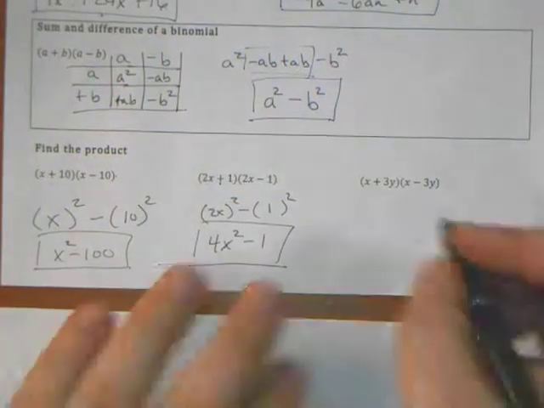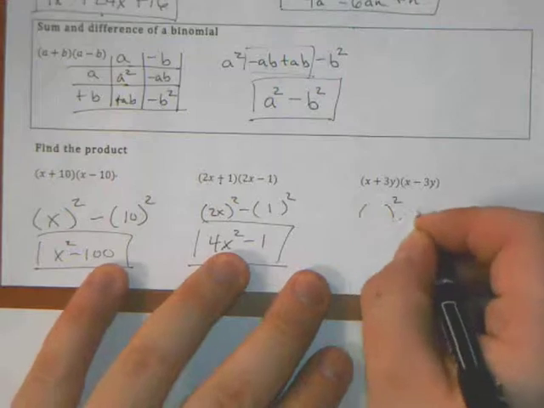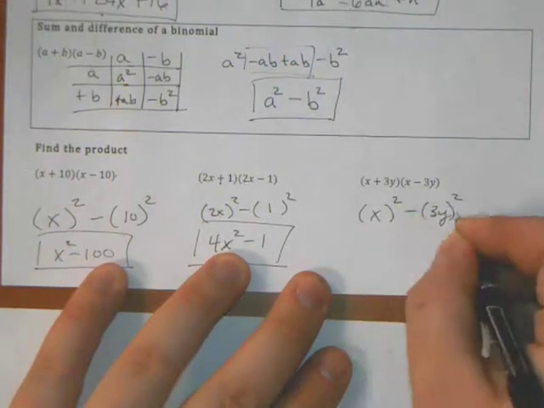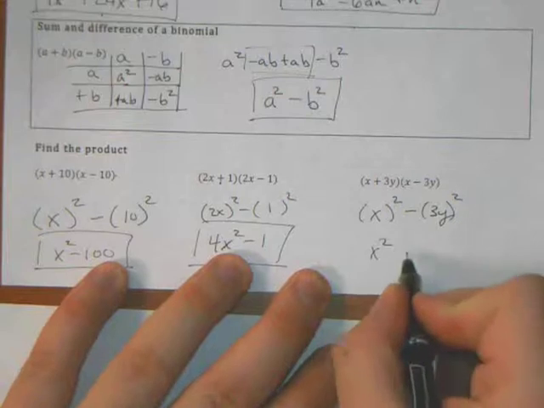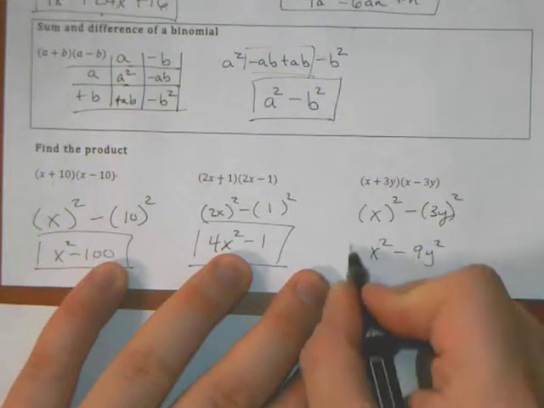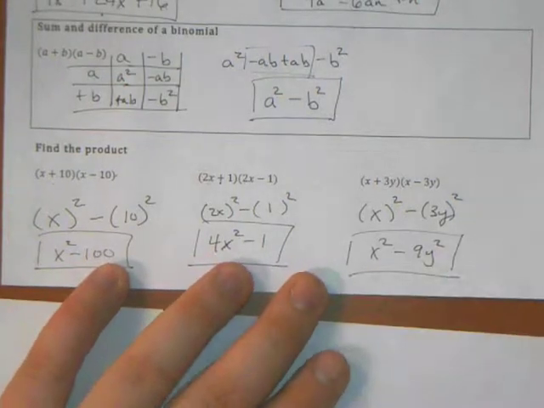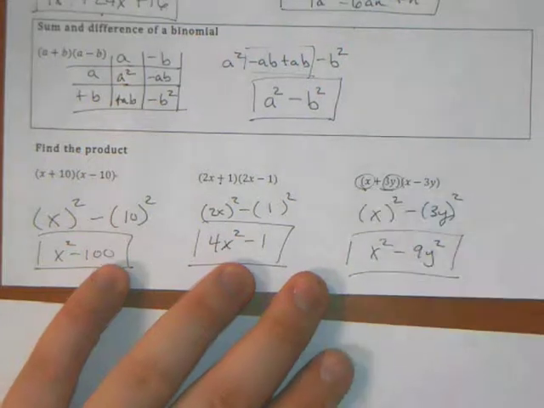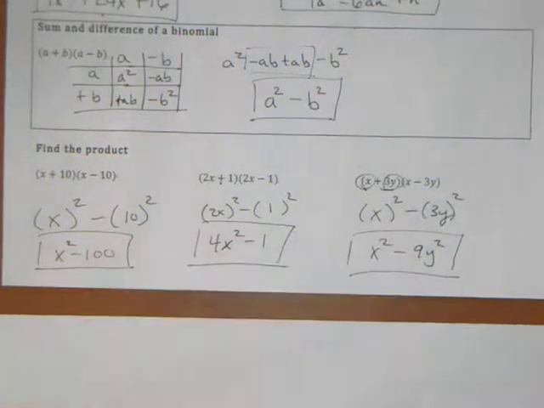So then we should have first term squared minus the second term squared. x squared and a 3y. My first term, my a is x, my b is 3y. You can have whatever you want in there, as long as it fits the basic setup. If it fits that pattern, where it's the same two terms, one's adding, one's subtracting, this pattern holds.